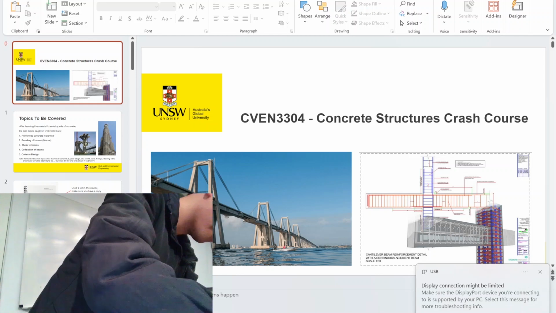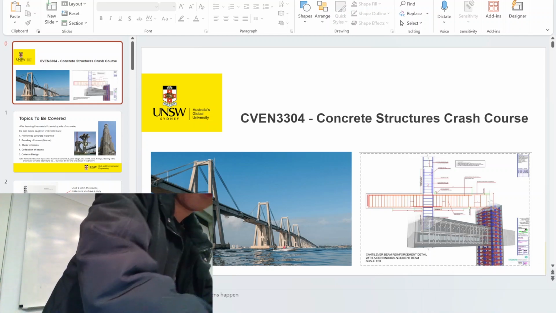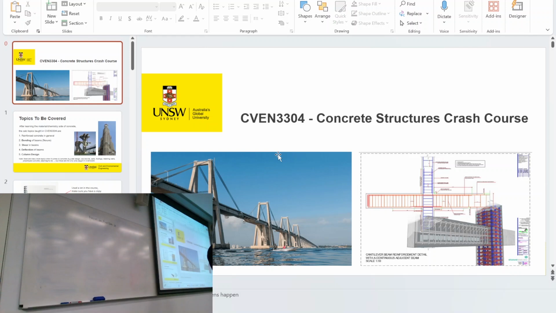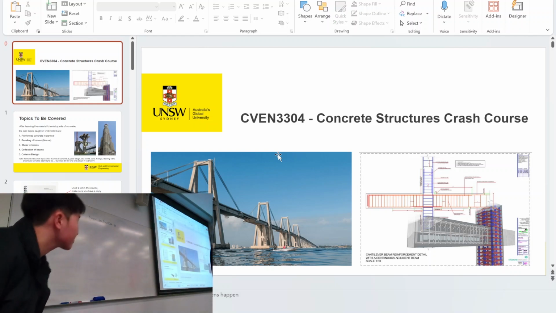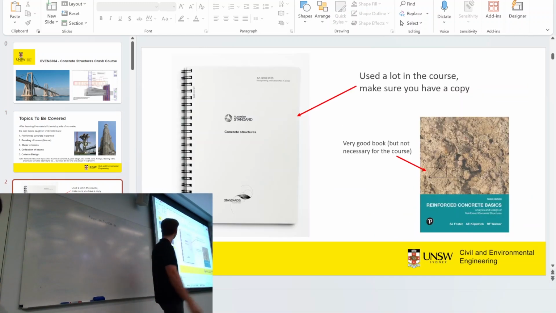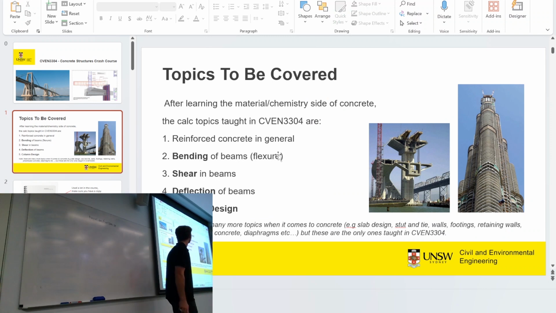The concrete structures course. As you guys know, there's two parts to the course. You've got the materials part, which is in the first 4 weeks, and then after that, you've got all the calculation topics. When you have your final exam, it'll be broken into two parts as well: part A, which is the materials part, and part B, which is the calculations part. So I'll be going through that.